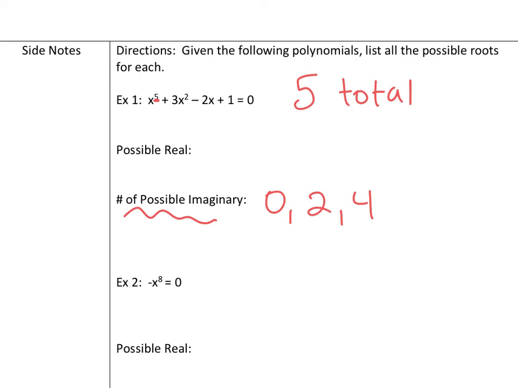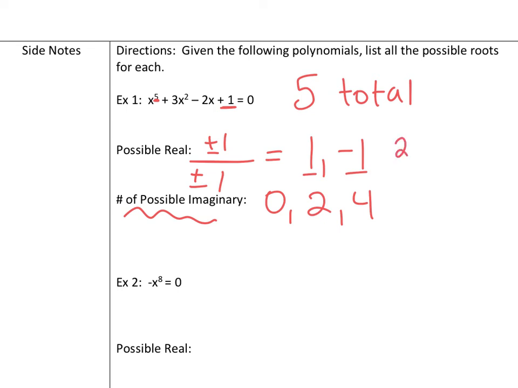And we said that that's just the possible factors of our constant over possible factors of our leading coefficient. So a positive 1 over positive 1 would be a 1. Negative 1 over positive 1 would be negative 1. And then positive 1 over negative 1 and negative 1 over negative 1 would still give me these same answers, so I don't have to write those again. So 2 possible real solutions.